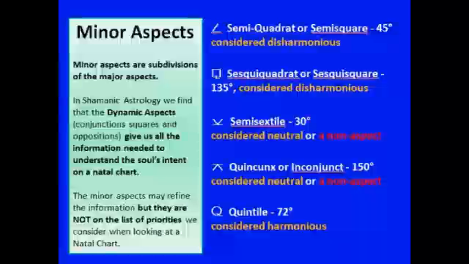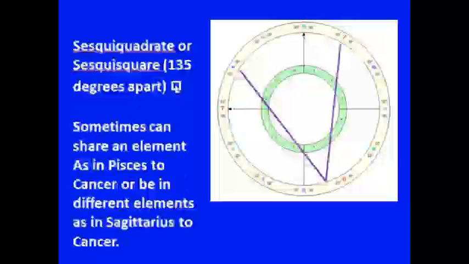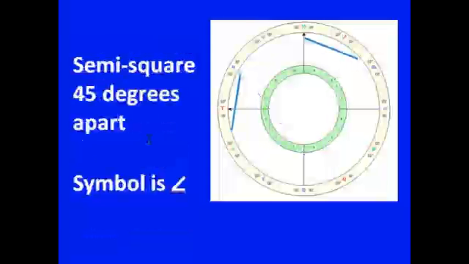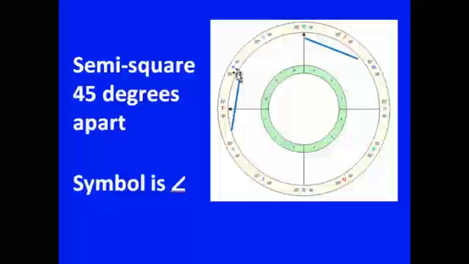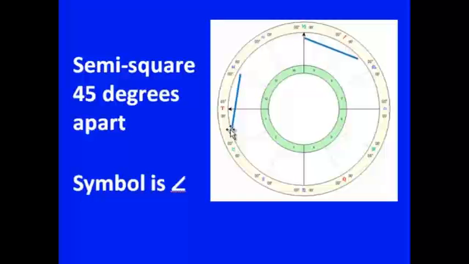Now let's look at these minor aspects very quickly to get a sense of how they look on the chart. Let's back up and get the semi-square, so 45 degrees. If we start at 0 Pisces and go to 15 degrees Aries, that's a 45-degree angle. Or if we go from 0 Capricorn to 15 Scorpio, that's a 45-degree angle.